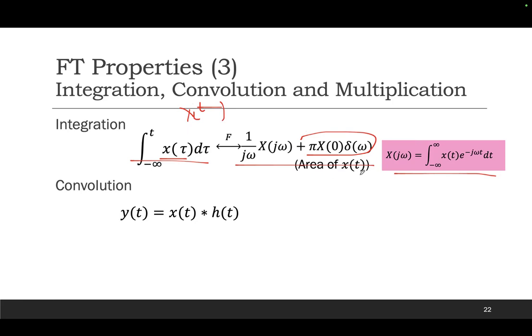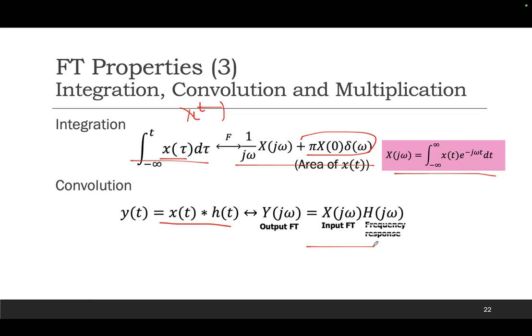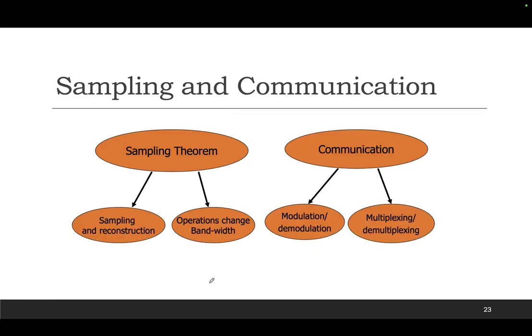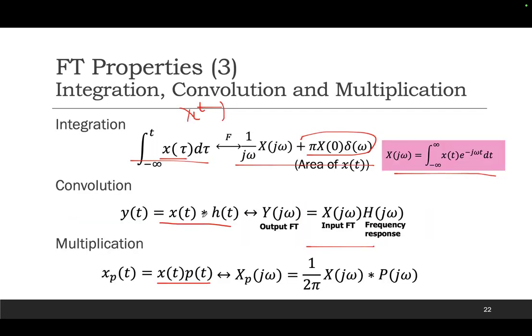And the convolution means if you do a convolution in the time domain, you do a multiplication in the frequency domain. Actually, this one is very important. This is the basic theory for filtering, high pass filtering, low pass filtering. And multiplication means if you do a multiplication in the time domain, you do a convolution in the frequency domain. This is the FT property.